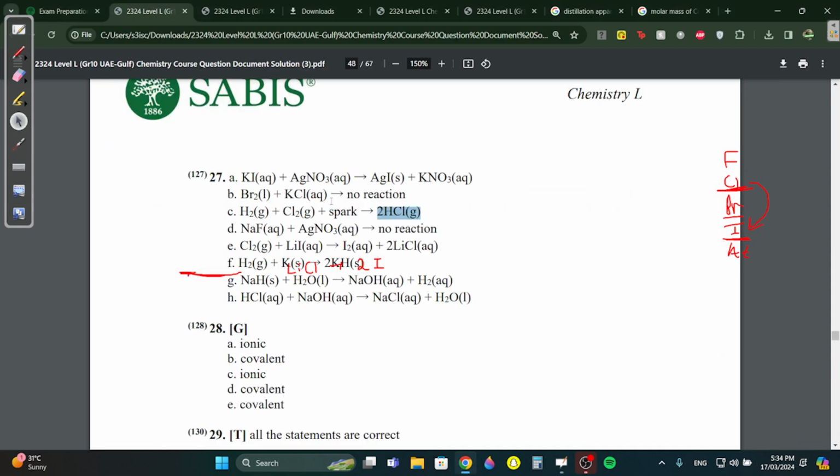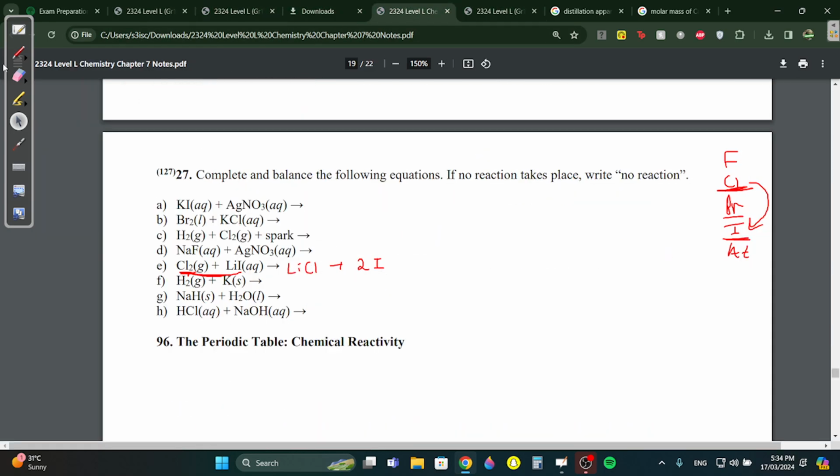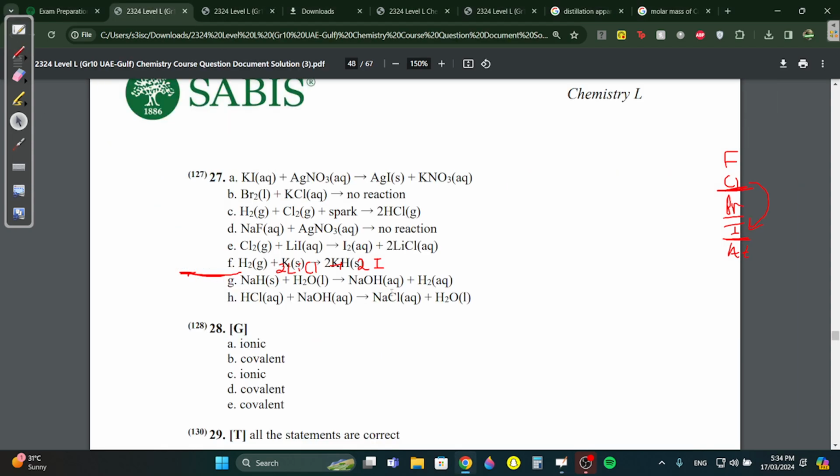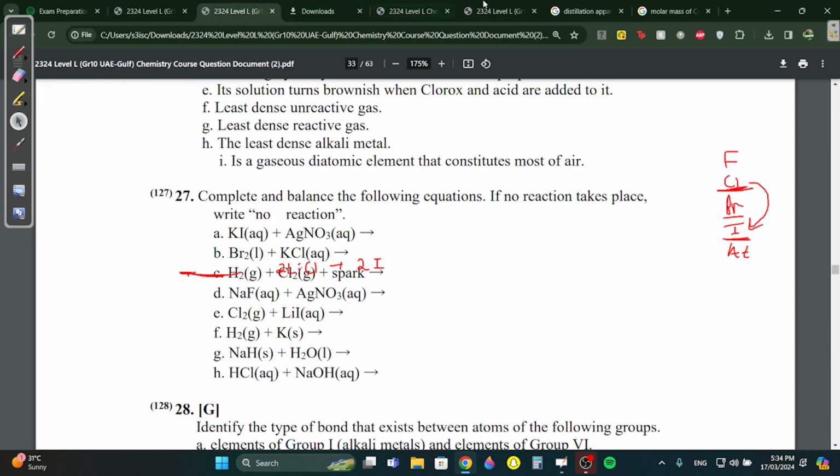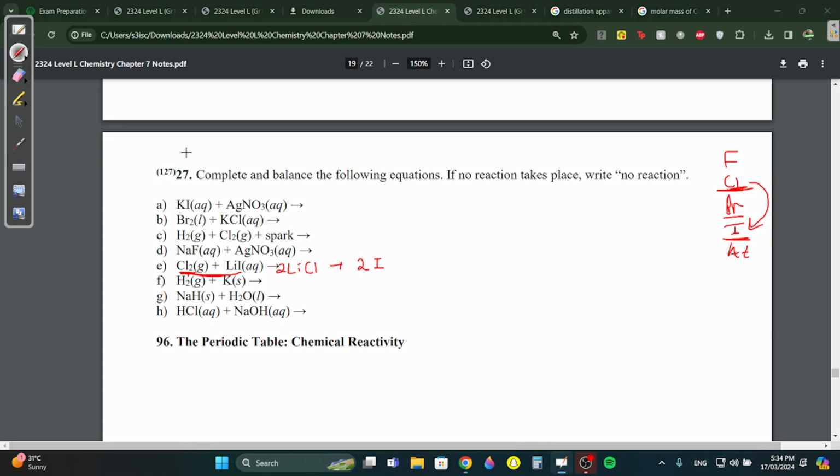Let me show you the solution. Why is it 2 LiCl? Let me see, is this balanced? You need to put the 2 here. This looks wrong. I don't know why they put the 2 here. Well, actually you should, because you have 2 chlorines. For balancing, you should put the 2 here also.